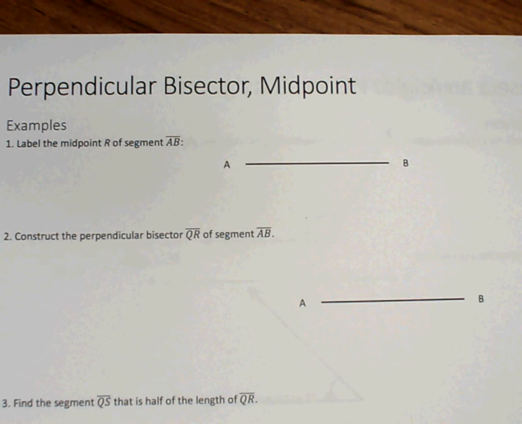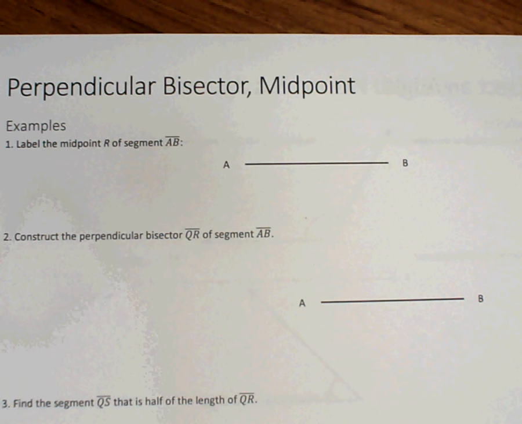These are the examples for the perpendicular bisector or the midpoint. Please understand that this construction will construct a perpendicular bisector and will also help you find the midpoint of a line segment. So that's what we're going to do in this first example. It says label the midpoint R of segment AB.